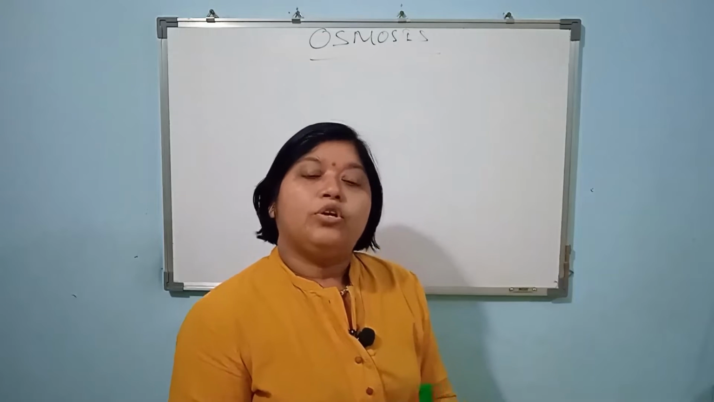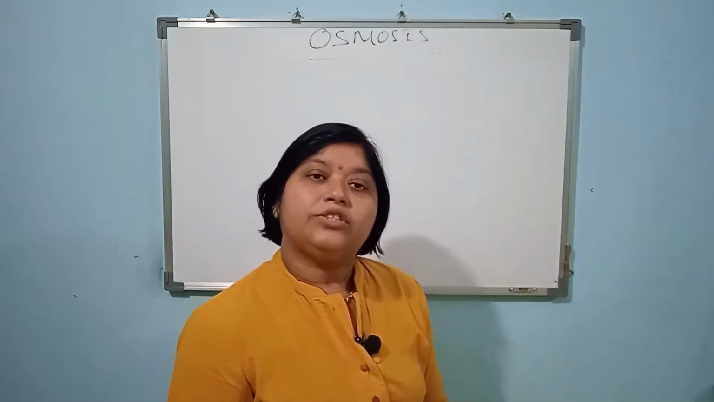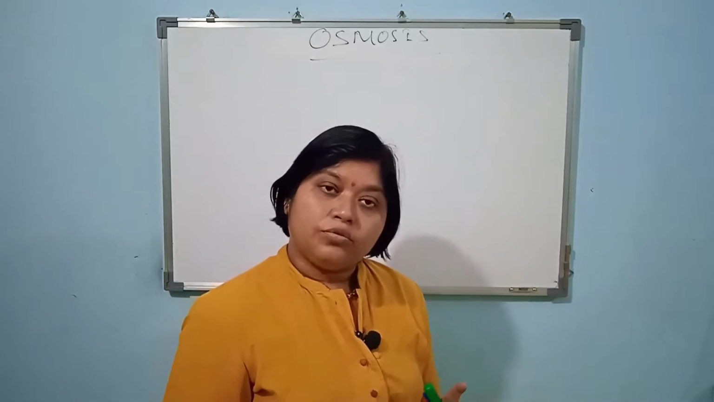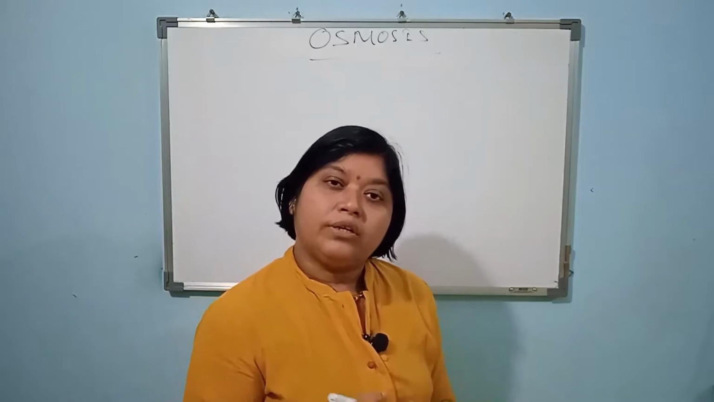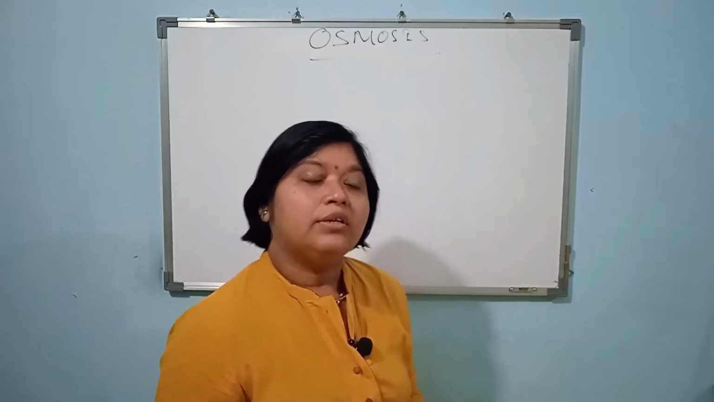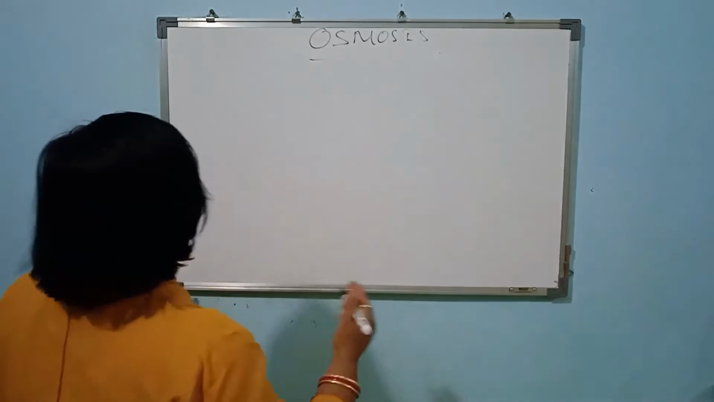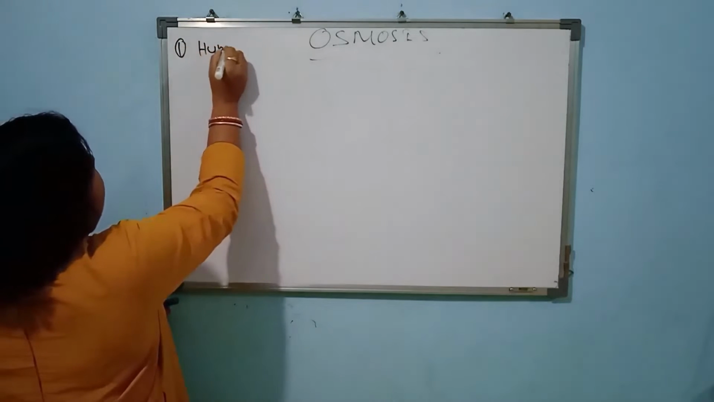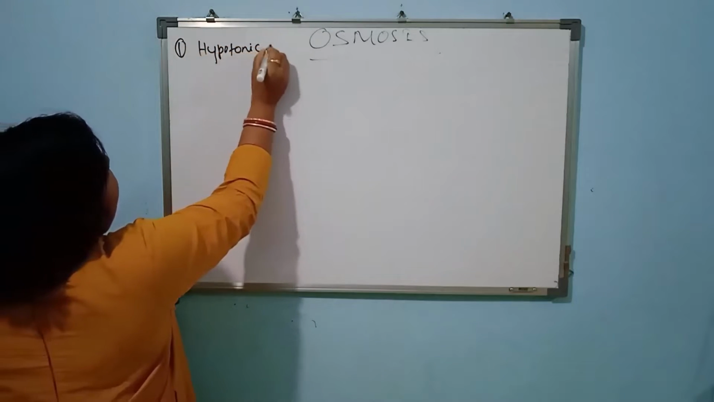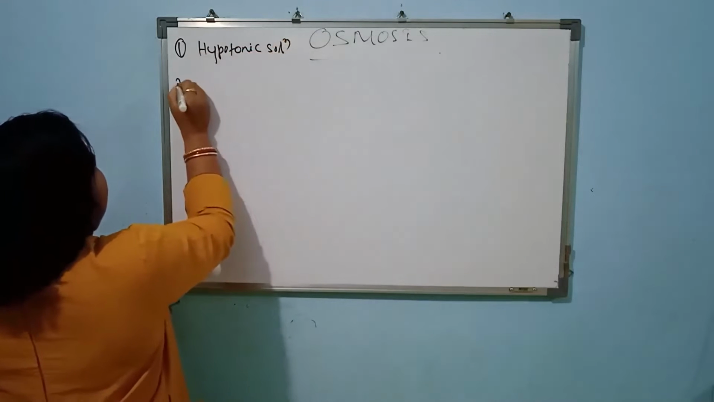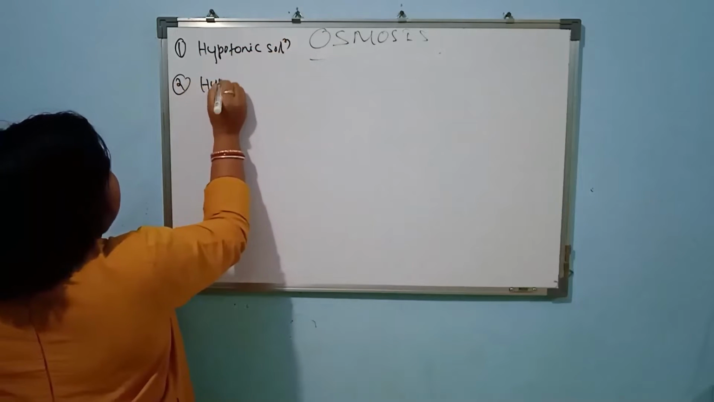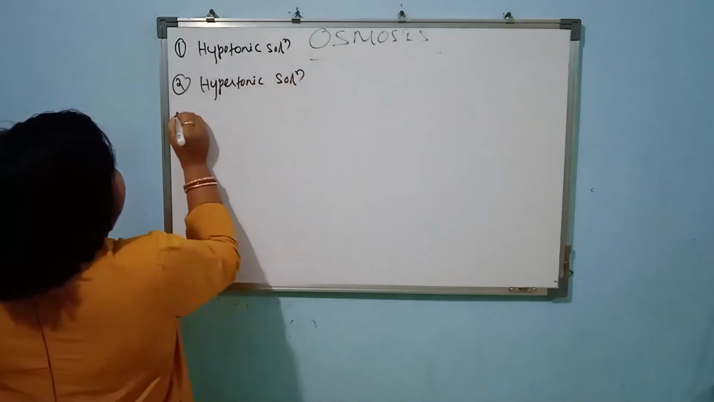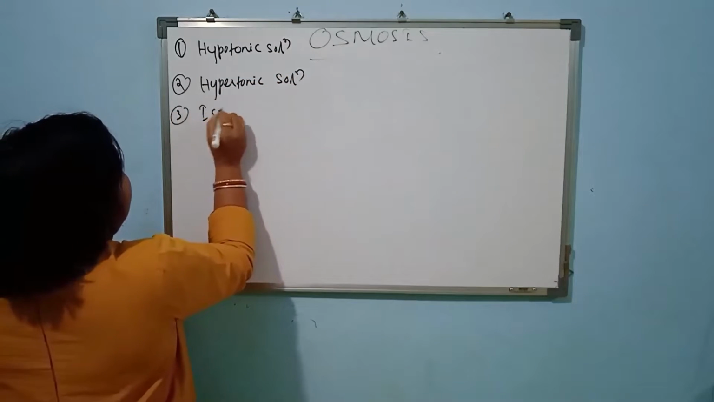The amount of solute present in a solution is termed as tonicity. On the basis of the concentration of solute present in a solution, solutions are categorized into three types. One is hypotonic solution, second one is hypertonic solution, and third one is isotonic solution.